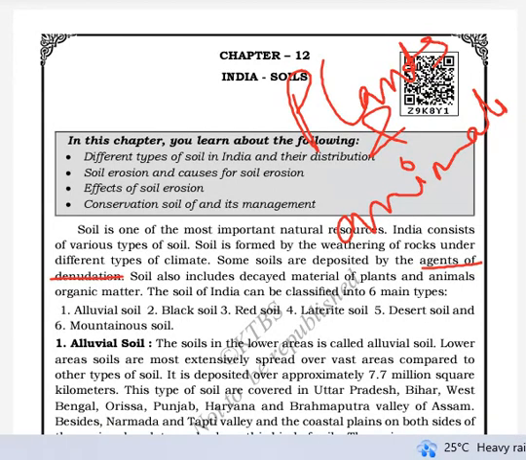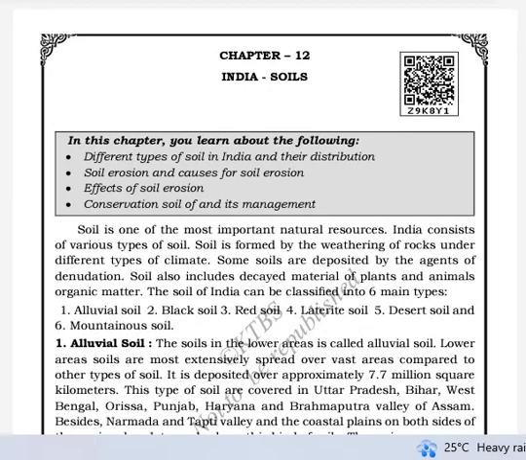Okay. Now, in India, how many types of soils do we have? In India, we have six main types of soil. Remember this point. The first soil is called the alluvial soil. The second soil is called the black soil, which is black in color. The third soil is called the red soil. From the name itself, we know that it is red in color. The fourth soil is laterite soil. The fifth soil is called the desert soil.